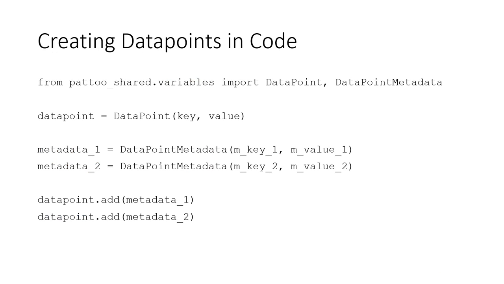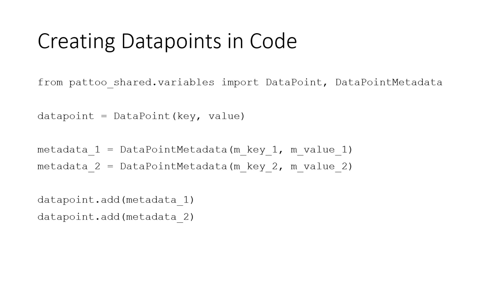So how do you create these data points in the first place? Well, here we have it. You first import the data point and data point metadata classes from the PattooShared variables file. And then from there, you instantiate it. And so in this particular case, we say we have a data point and it's equal to data point with an instantiated key and value pair.